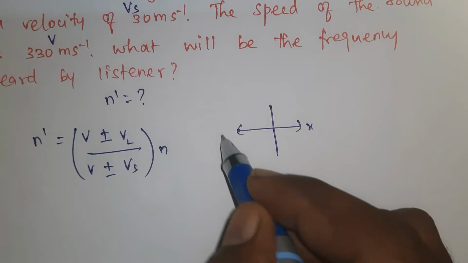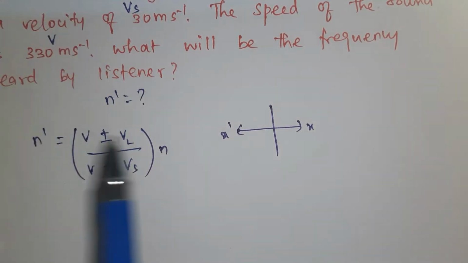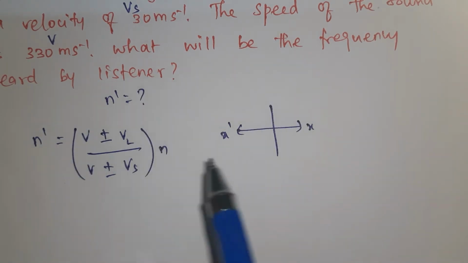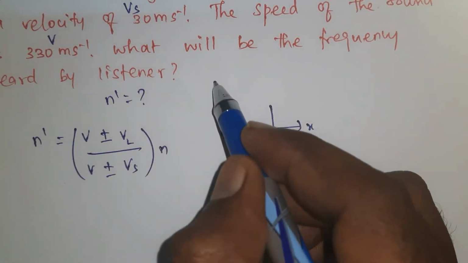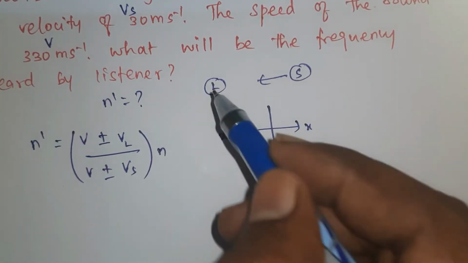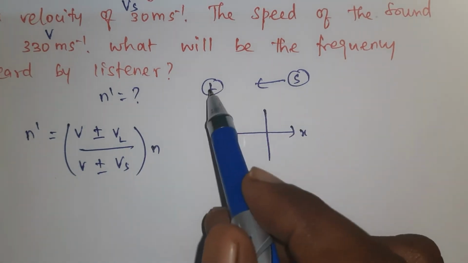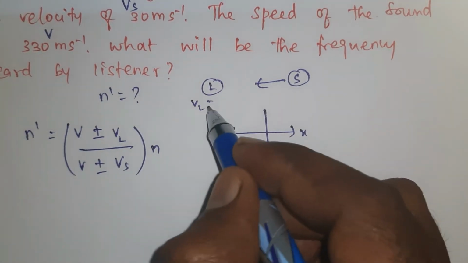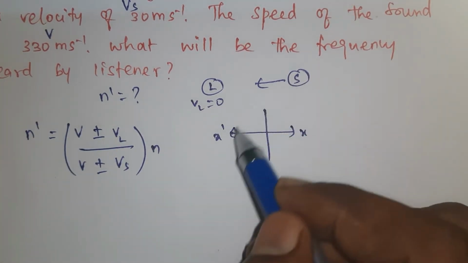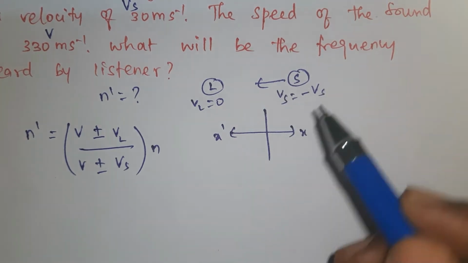This is x dash. Now the source is moving towards the stationary listener. This is the listener, this is the source. Here, stationary listener means vL is going to be 0. The source is moving towards the left, so this coincides with the x dash. So vs we are going to take as negative.